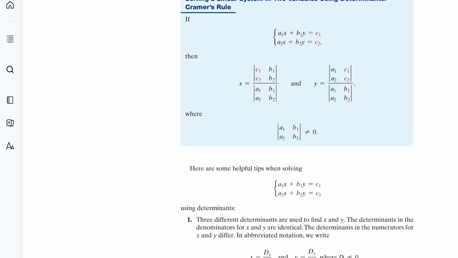And that's all just numerical values. And then for the Y, it's the X column with the A1 and A2. And then I put the C1 and C2 in for the Y column. So I'm just going to be quiet and let you read that over.